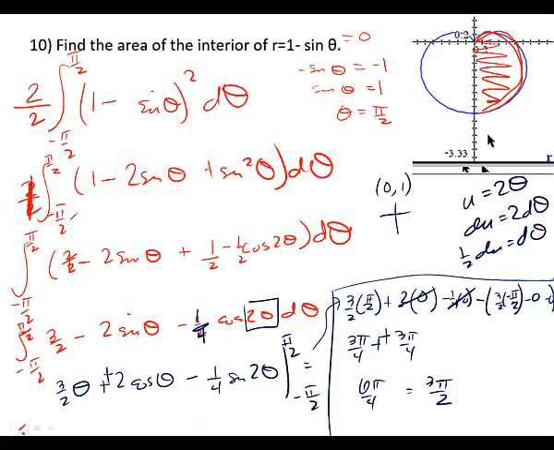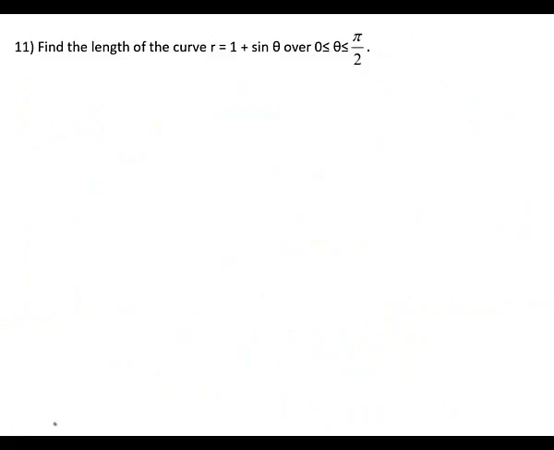All right, we good with 10? All right, let's look at 11. 11, I know I did correctly because I looked it up. I looked up at least the formula. All right, so for the length of the curve, what do you think your limits are going to be? 0 to pi over 2.